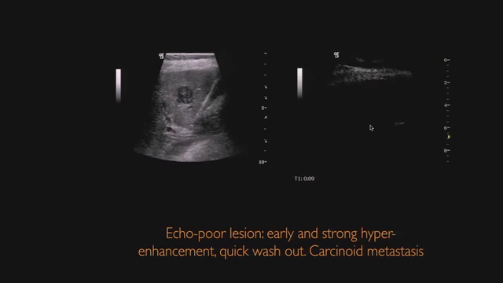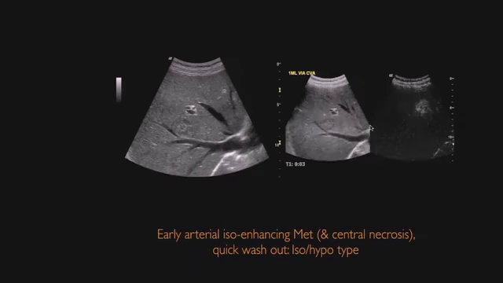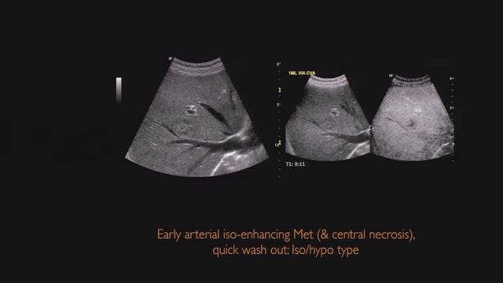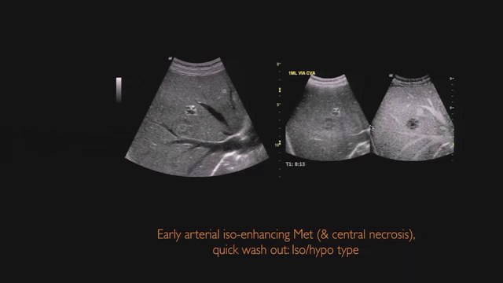This is another case with an iso-enhancing tumor. The center is necrotic, as you can see here, and there's only a couple of seconds when you can see the tumor is iso-enhancing, and then it's washing out very quickly. Now you can see it's washing out nearly completely. It's only a question of seconds.